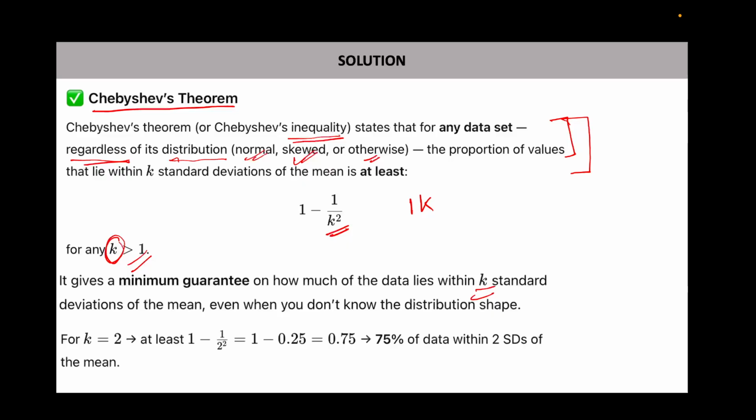For example, if I say your k value is 2, we need to calculate the k value first, and I'll tell you the formula for that. But suppose your k value is 2, then by using this formula you get a value of 75%. This means that 75% of the entire data set will lie within 2 standard deviations of the mean. If you take 2 times the standard deviation value, within that range 75% of your data will lie. This is explained by Chebyshev's theorem.